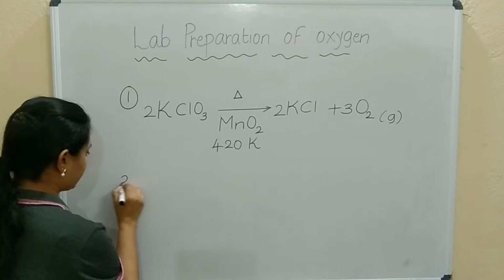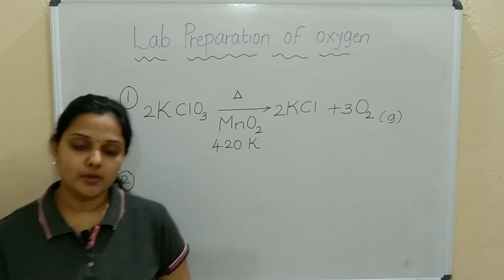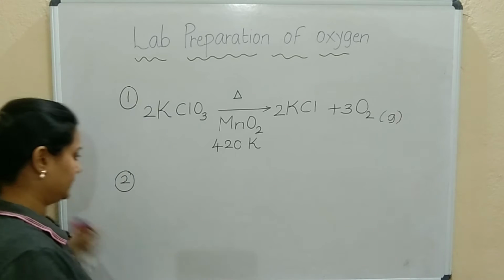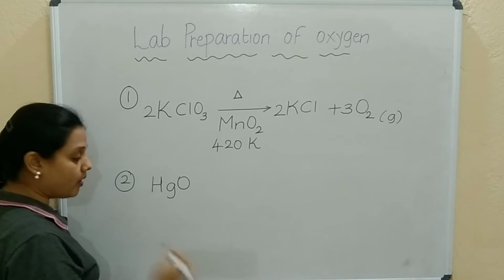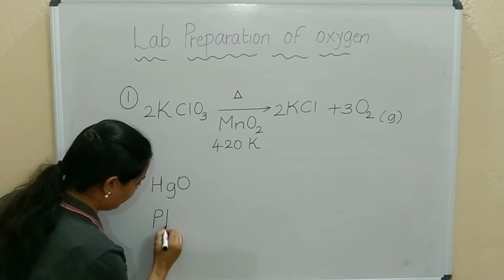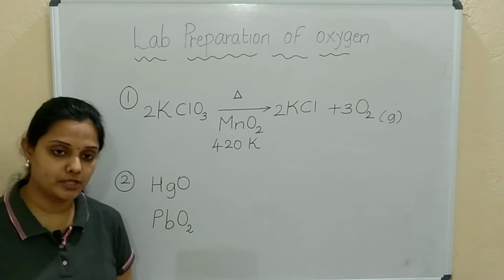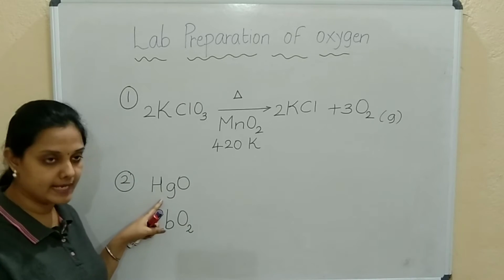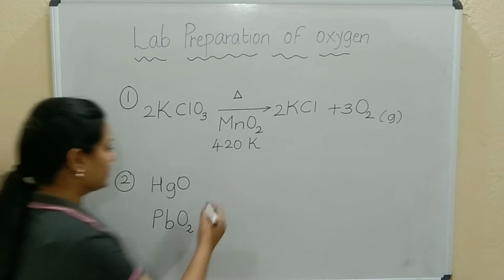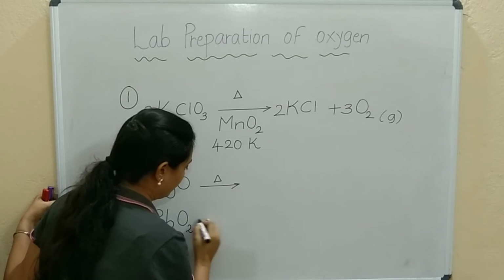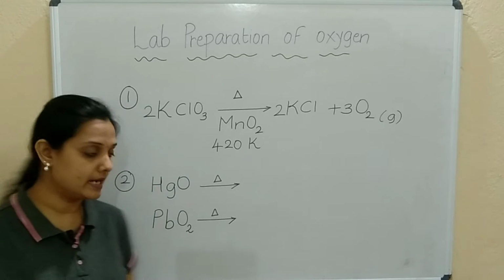Let's check the next reaction. The next reaction is decomposition of metal oxides. I will take the example of HgO. In decomposition of metal oxides, we know mercury oxide, HgO, and PbO2, lead oxide. Thermal decomposition means heating, so that is called thermal decomposition.